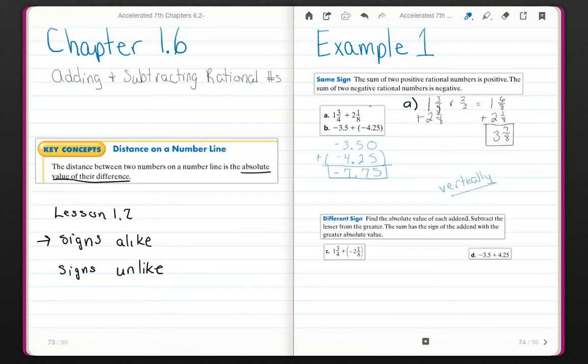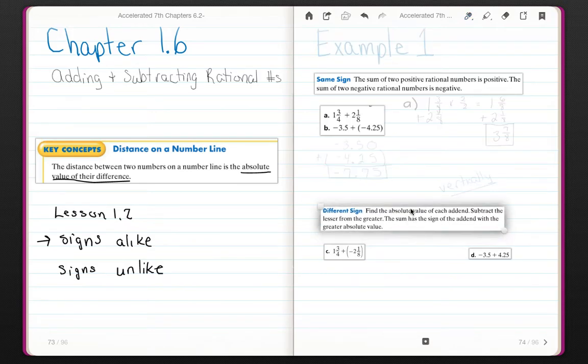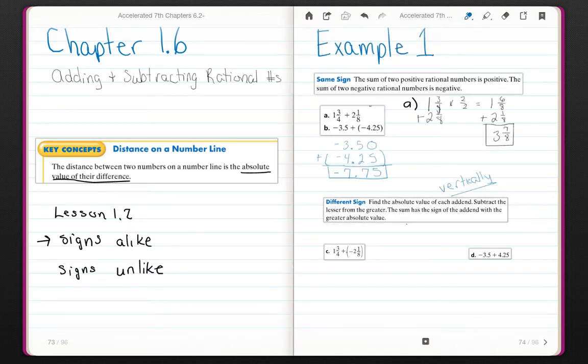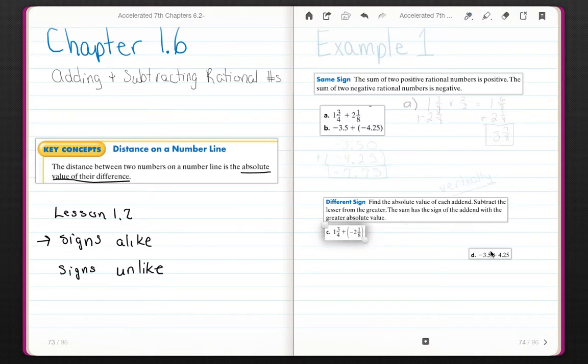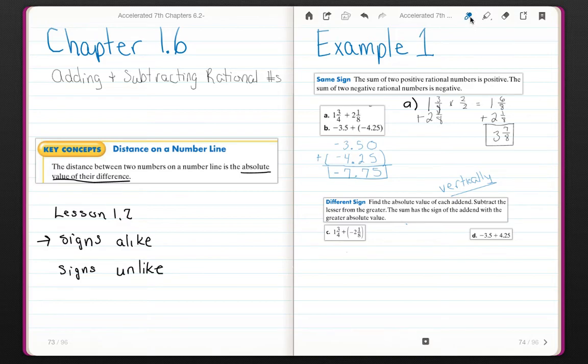All right, different sign. Find the absolute value of each addend. Subtract the lesser from the greater. The sum has the same sign of the addend with the greater absolute value. I'm going to give myself a little bit more room and move these up here. Okay, so problem C. 1 3/4 plus negative 2 1/8.